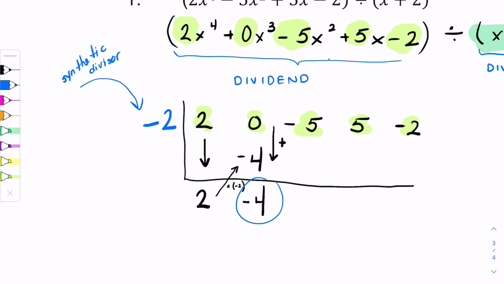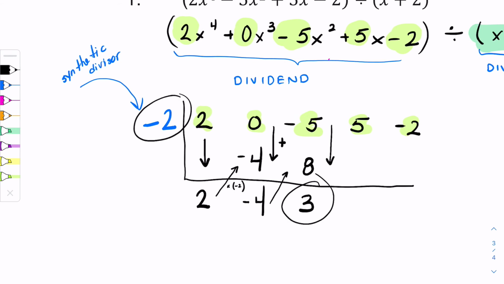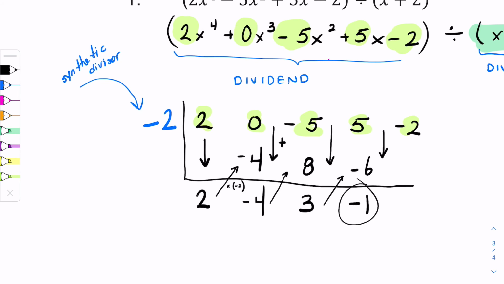Then you multiply what's outside. -4 times -2 is +8. Then you add again. -5 plus 8 gives you 3. Multiply 3 times -2. 3 times -2 is -6. Add 5 plus -6 is -1. Multiply -2 times -1 is +2. And lastly, you add -2 plus 2 is 0.